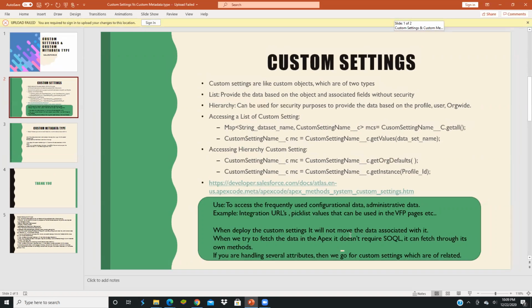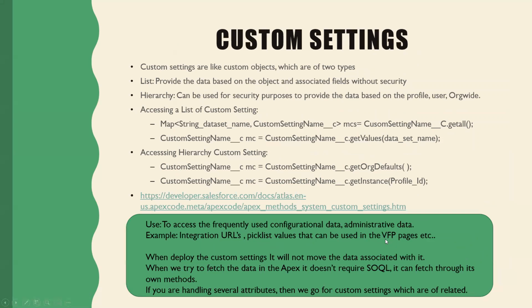And custom settings will not support all the data types, sir. I think in custom settings you cannot create a lookup field or master-detail fields. It will support only a few data types. Even custom metadata type also, I guess, will not support all the data types. Okay, we have to check that one also. I think lookup is supported in custom metadata. Yeah, we have some limitations.